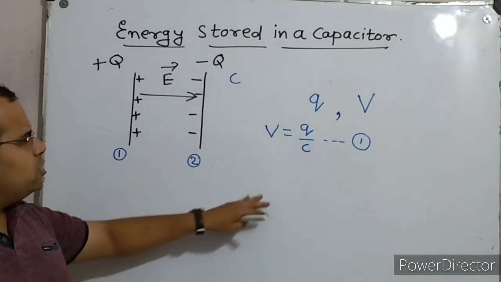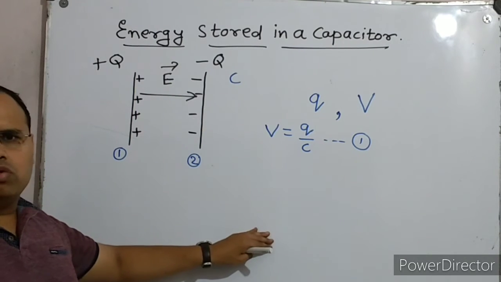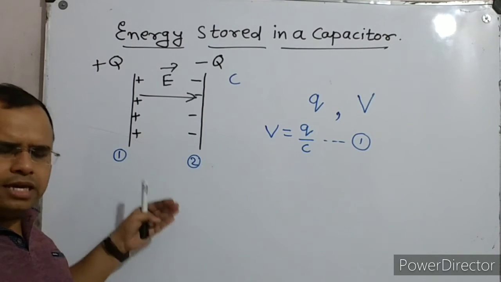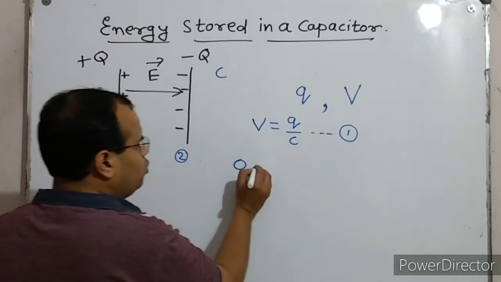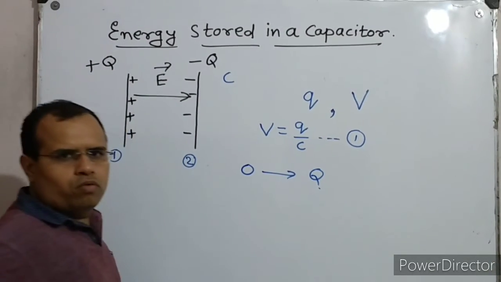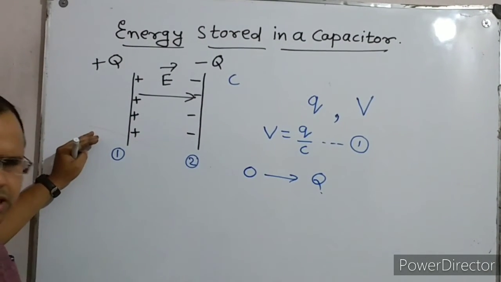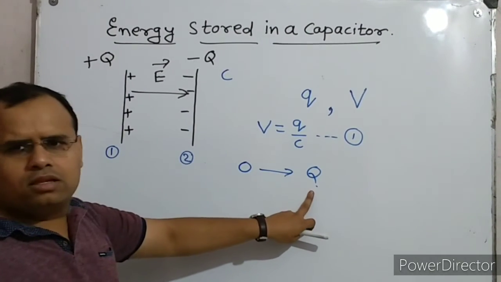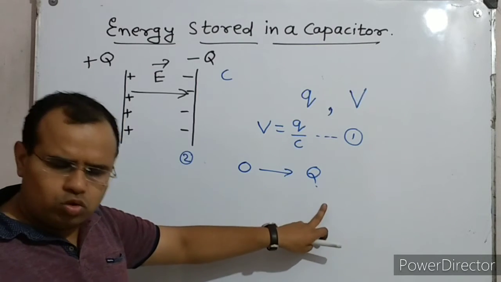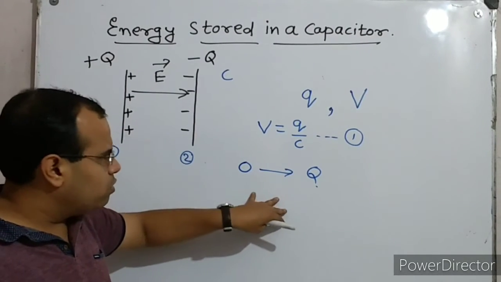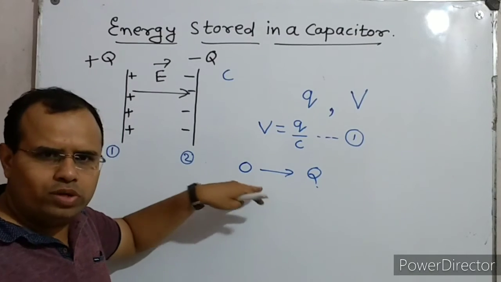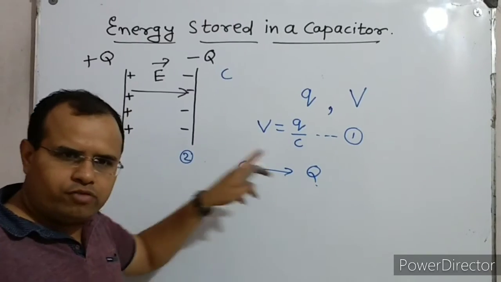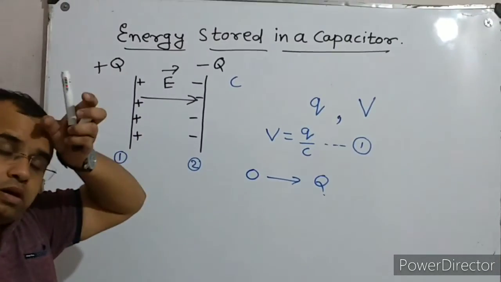Now we have to find the work done in taking the charge from 0 to capital Q. So when the capacitor was completely discharged, meaning the charge was 0, to when the capacitor contains the charge capital Q, this is what we have to find. We have to find the work done in bringing the charge Q right from 0 to Q.